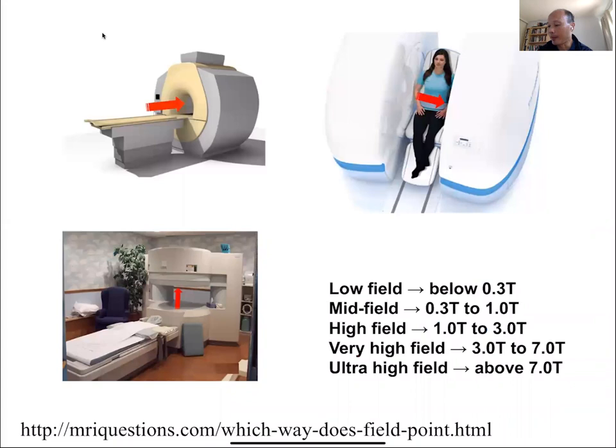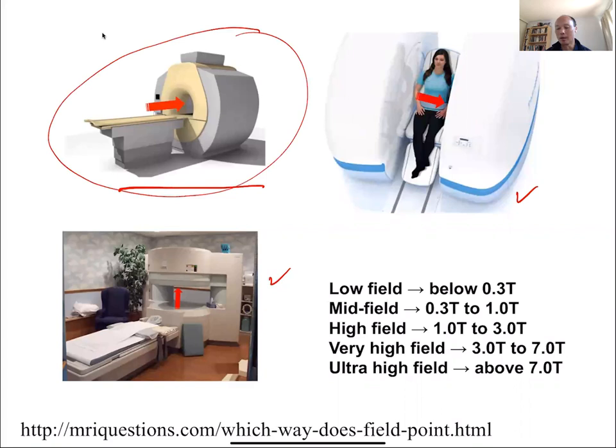Mostly for this class, we're going to talk about this classic design, which is a solenoidal design. But there are other designs. For example, there are two coils on either side, which is good if you want to look at people sitting or standing, for example for lower back pain. And then there are horizontal open field magnets, which are also useful because they reduce claustrophobia in the magnet environment. But in terms of very high field strength, all the high field strength magnets are solenoidal design, and that's what we'll focus on for this course.